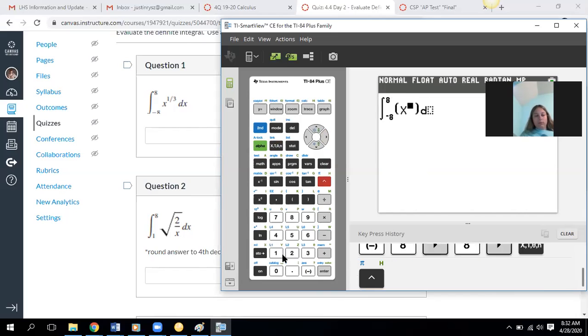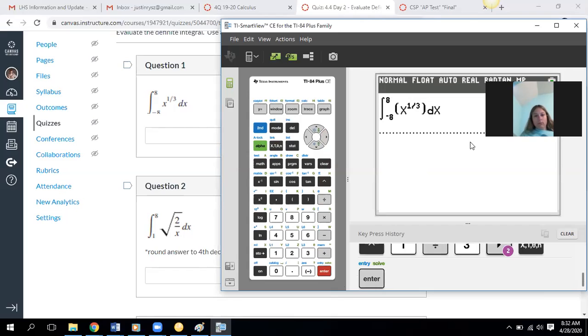X to the 1 divided by 3 power, the 1/3 power. And we have to put dx to let the calculator know which way to go. Oh, you can't see that there. There we go. Answer would be 0.